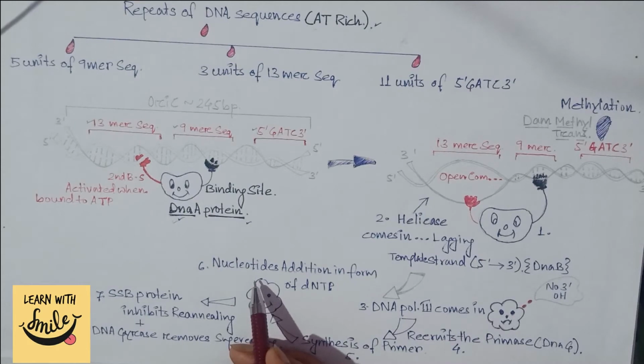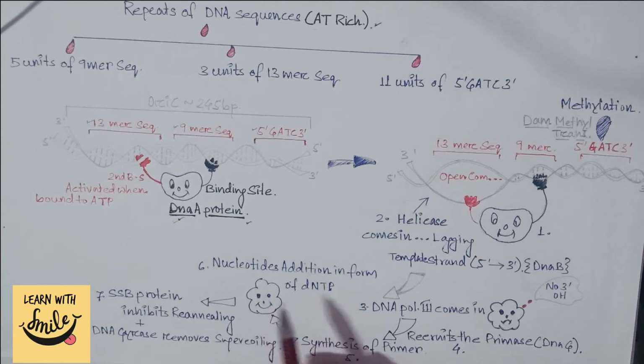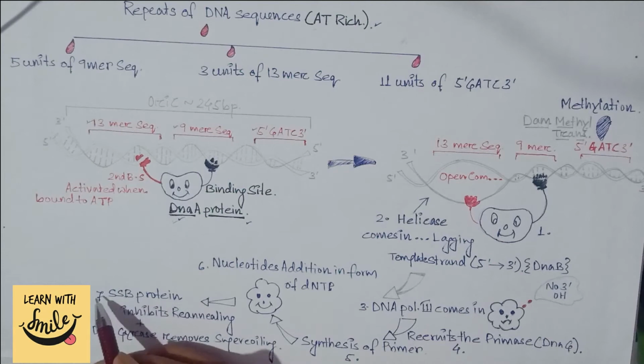Now, as already discussed, as the helicase or the replication fork moves forward, replication also proceeds forward. Now, with the forward movement of this helicase, there is a tendency for the previously melted DNA to re-anneal, and to prevent it, there comes another protein known as the SSB protein, which stands for single-stranded binding protein, which inhibits the re-annealing.